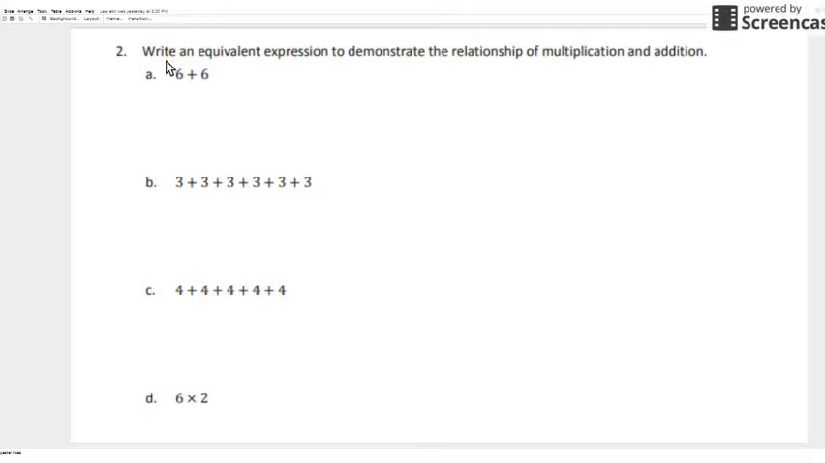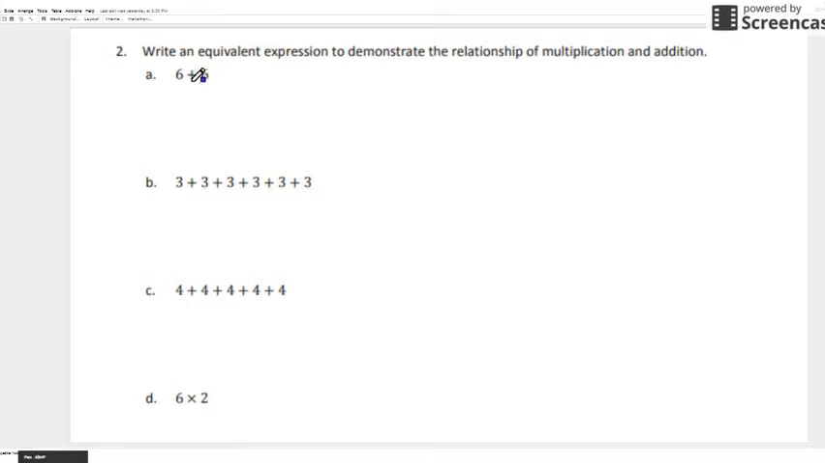So if we look at this, it says write an equivalent expression to demonstrate the relationship of multiplication and addition. So what they're saying is if they give you addition, they want you to write it as a multiplication problem. If they give you multiplication, they want you to write it as an addition problem. So let's go ahead and go over the first one together.